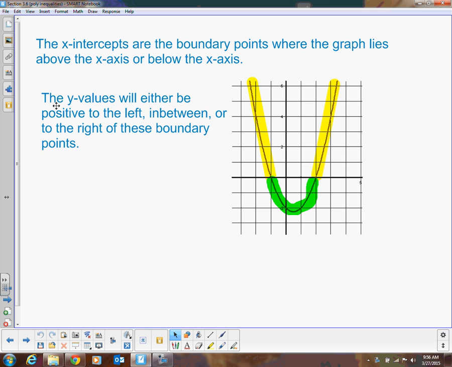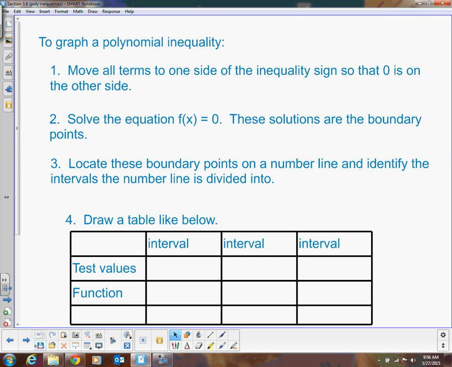Okay, so the y values will either be positive to the left, in between, or to the right of these boundary points. So these y values are positive, these y values are negative, these y values are positive, those y values are positive. All right, so you're going to graph a polynomial inequality.